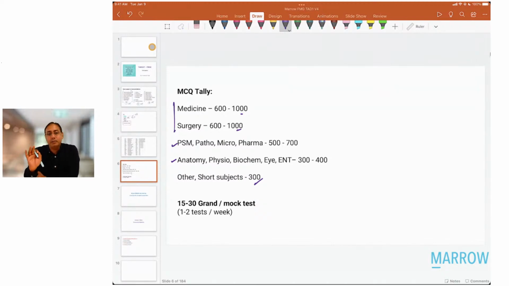Last के 10 days में, last 10 days, every day attempt grand test, timed mock test, बस यही करना है. At least in these 2 months, नेक्स्ट 60 डेज का प्लान बता रहा हूं, मिनिमम हम 15 to 30 ग्रैंड टेस्ट देंगे ही देंगे, which comes out to be around 1 to 2 tests per week.